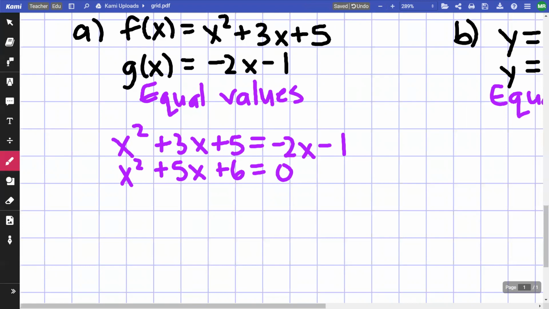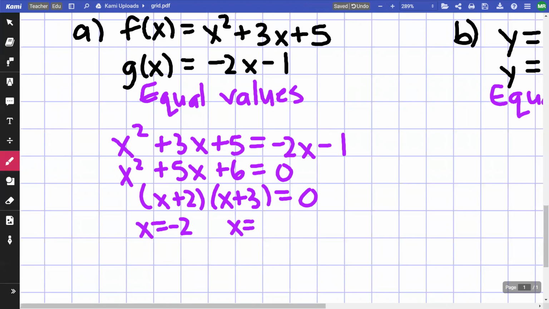So to solve this, I can factor this. What multiplies to 6 and adds to 5? Well, 2 and 3. So this is going to be x plus 2 times x plus 3 equals 0. I'm going to get a -2. I'm going to get a -3. We're getting 2 x's. We have 2 points of intersection. We need to also find our y that goes with both of them.